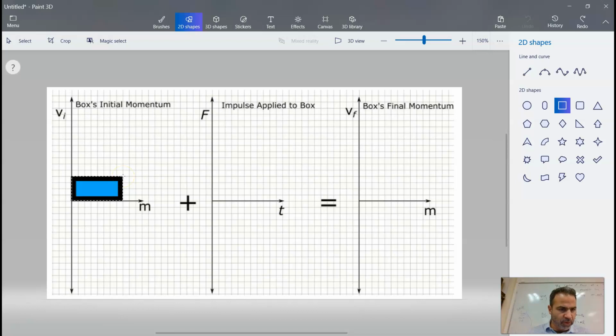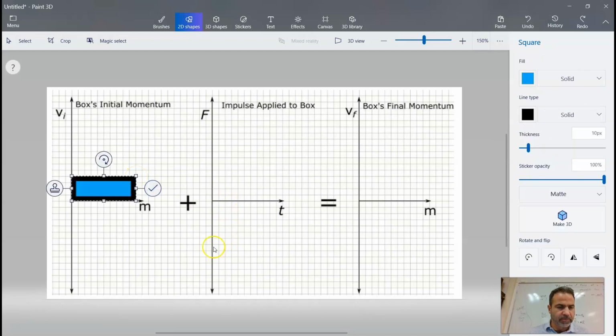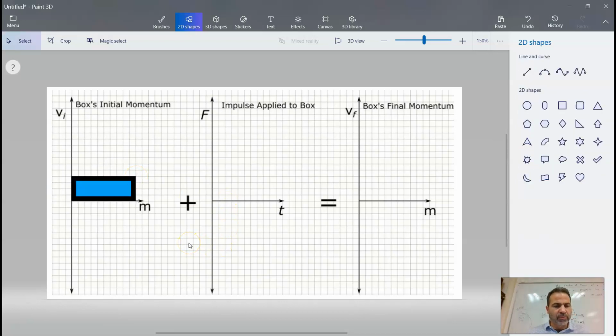Let's do a 4 by 8. No, let's do something where the math is easy. Let's do 4 by 10. Okay, so this rectangle represents the initial momentum, and 4 times 10 would be 40 units. We'll call them units, each unit being 1 square. Now, in reality, a unit would be meters per second times kilograms. So kilograms times meters per second would be the appropriate units.